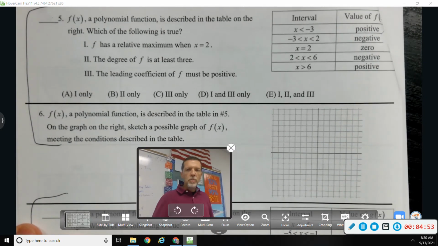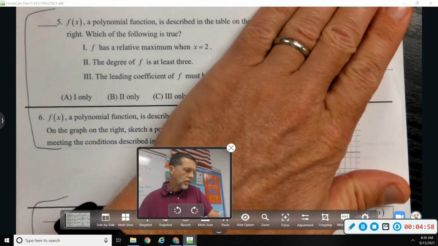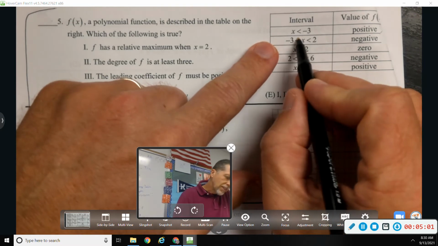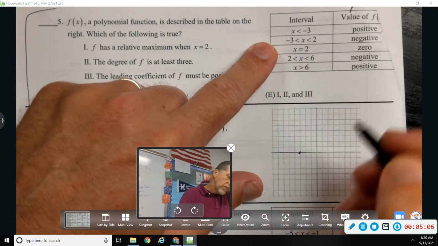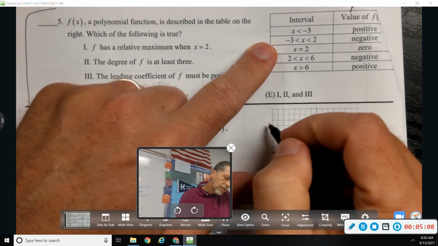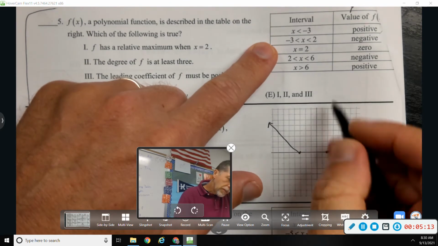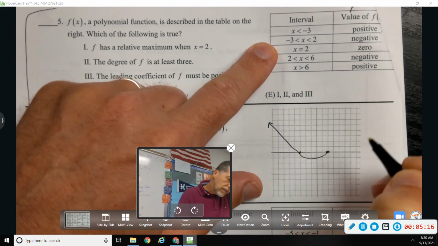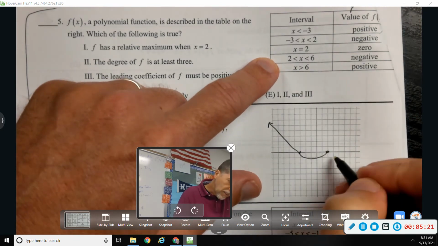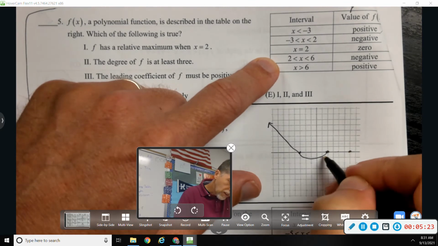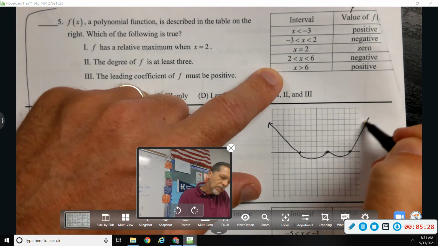All right, remember the best way to work things like 5 and 6 is to do the graph first, and then answer the questions. So when x is less than negative 3, f of x, so the y value, is positive. Between negative 3 and 2, it's negative. At 2, it's 0. From 2 to 6, it's negative. So it did a bounce in there. And then when x is greater than 6, it's positive.